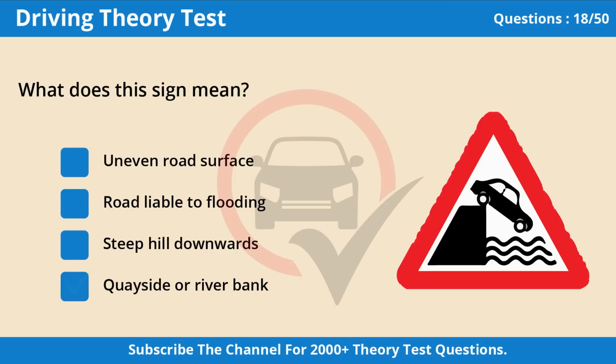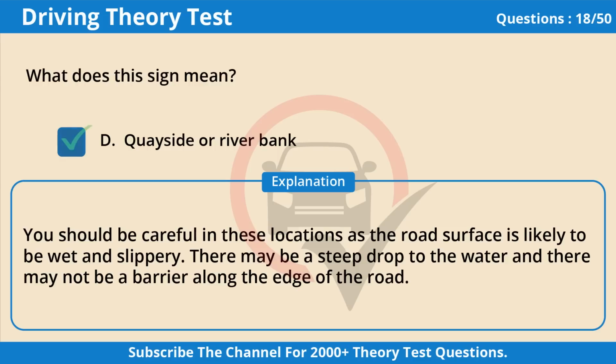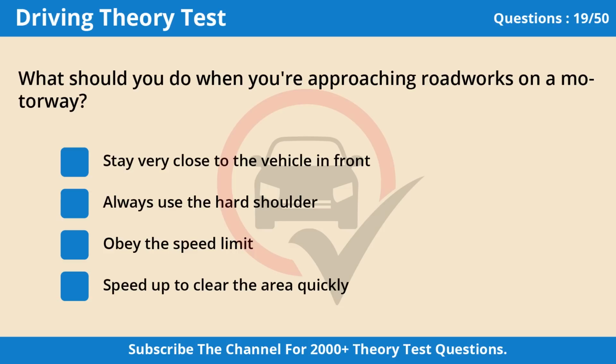D. Quayside or river bank. You should be careful in these locations as the road surface is likely to be wet and slippery. There may be a steep drop to the water and there may not be a barrier along the edge of the road.